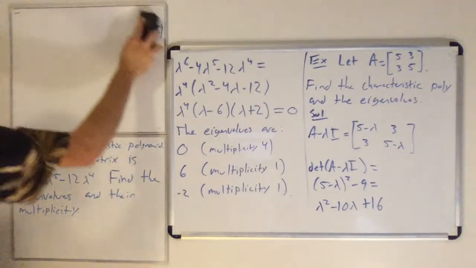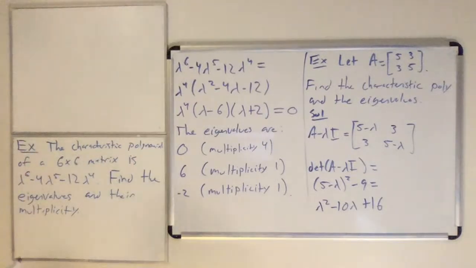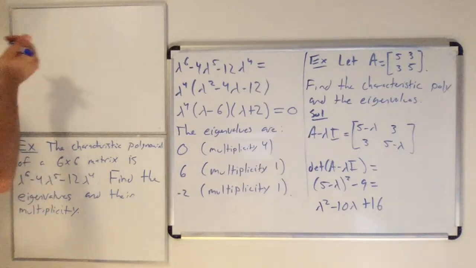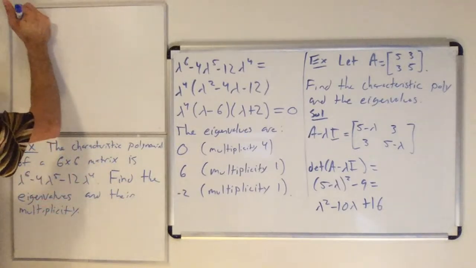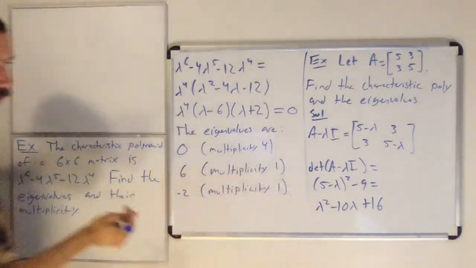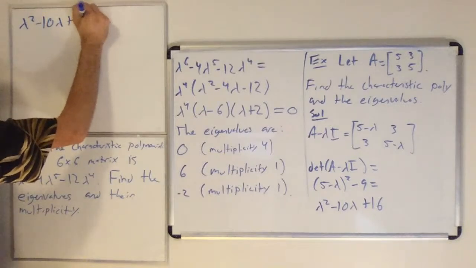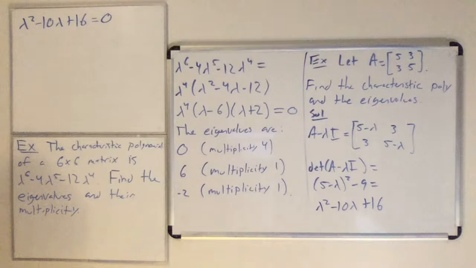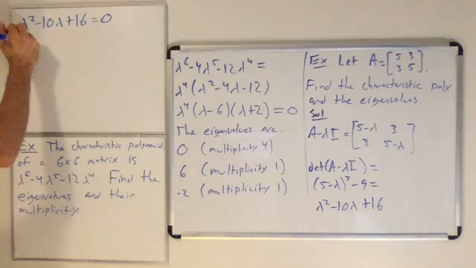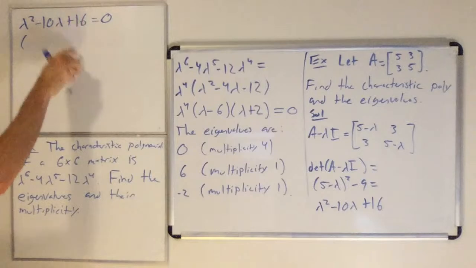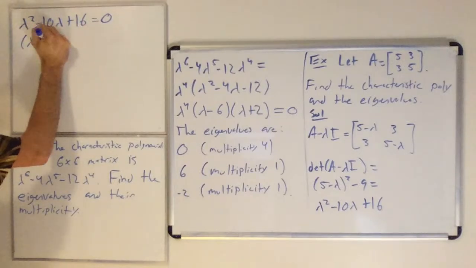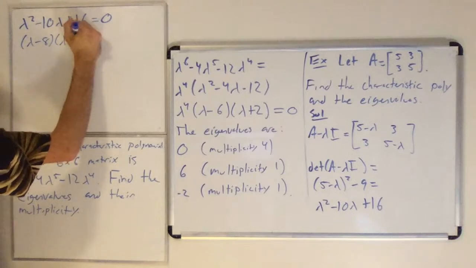Okay, and how do we get the eigenvalues from the characteristic polynomial? This delay is going to be too long, so I'll just pretend somebody answered. Yes, you set it equal to 0. Okay, perfect. So to get the eigenvalues, we'll take our characteristic polynomial, set it equal to 0, and solve. And 16 factors to negative 8 times negative 2, which adds up to negative 10.